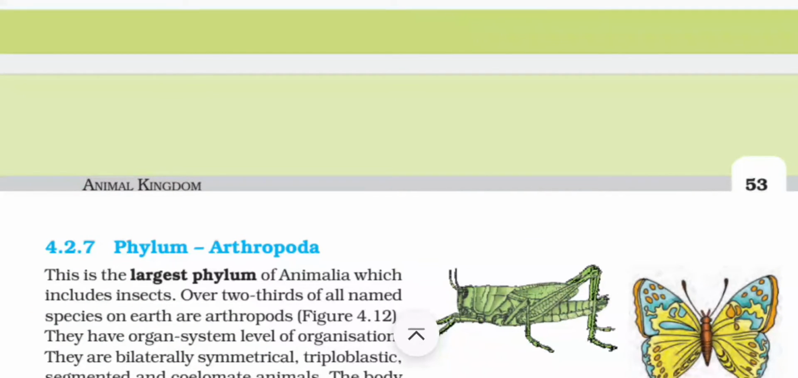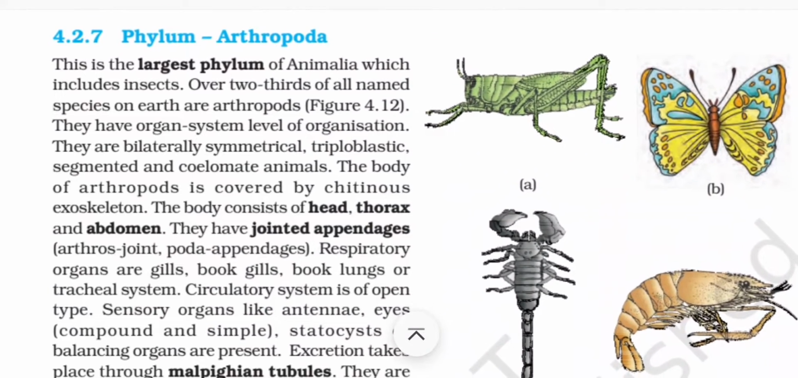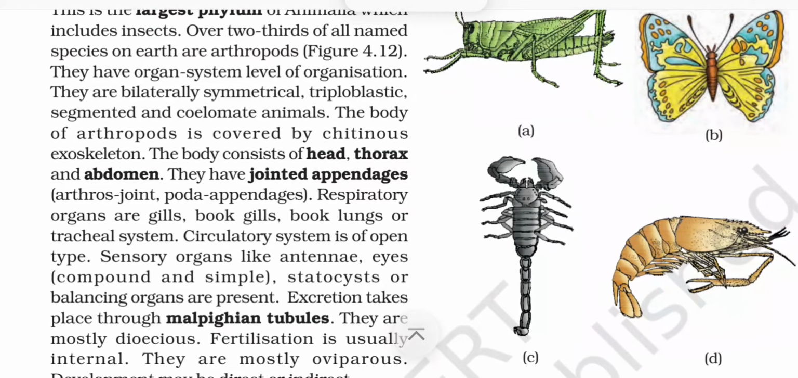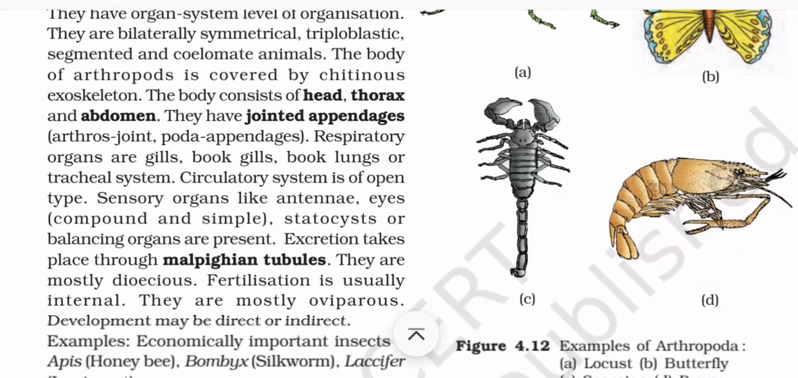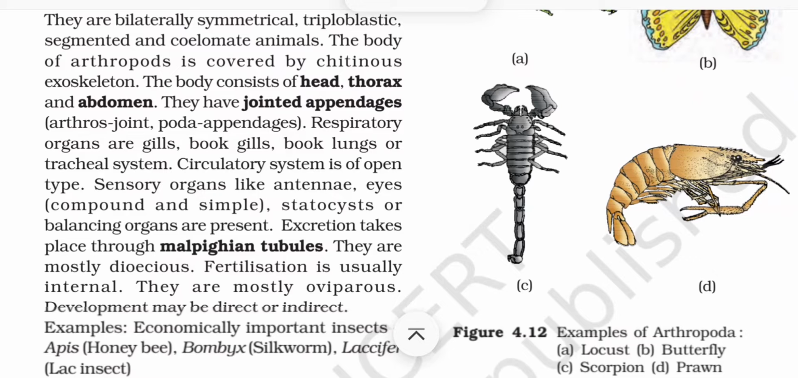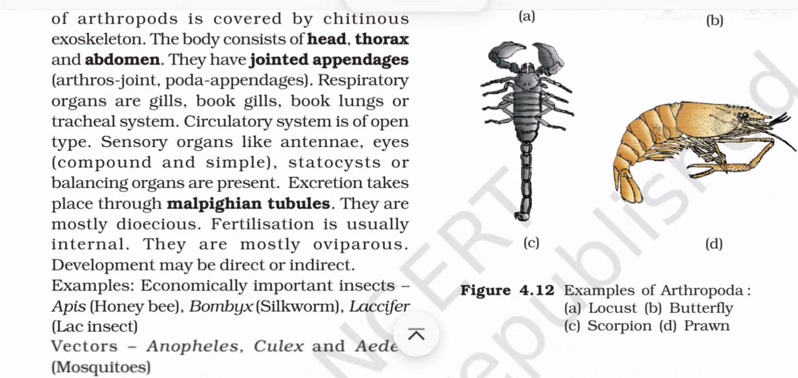Phylum Arthropoda. This is the largest phylum of Animalia, which includes insects. Over two-thirds of all named species on earth are arthropods. They have organ system level of organization. They are bilaterally symmetrical, triploblastic, segmented, and coelomate animals. The body of arthropods is covered by a chitinous exoskeleton. The body consists of head, thorax, and abdomen. They have jointed appendages (arthros, joint; poda, appendages).